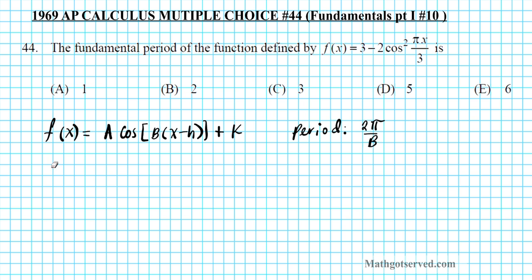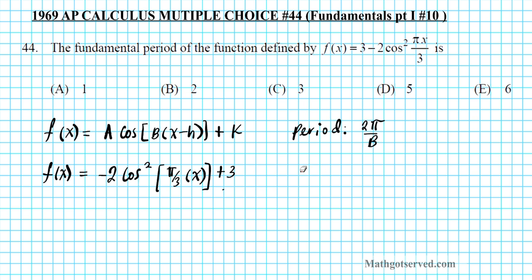Okay, so we have f of x, a is negative 2 cosine. We also have a square there, and then we're squaring what? We can take out pi over 3 times x minus 0, we can just leave it as x, plus 3, which is our k. Now, are we in the position to compute the period?